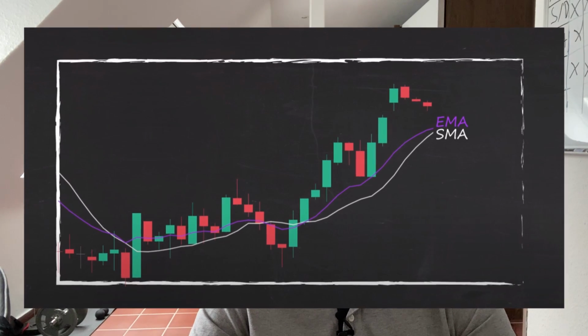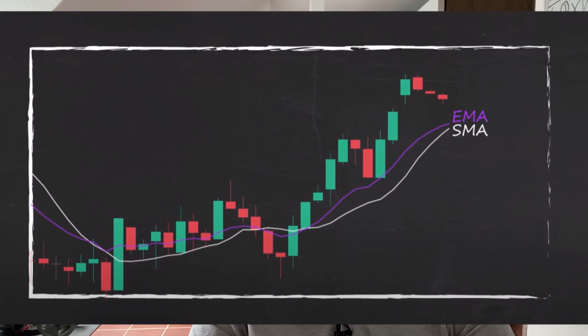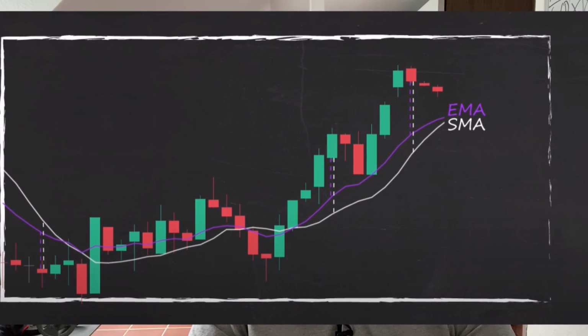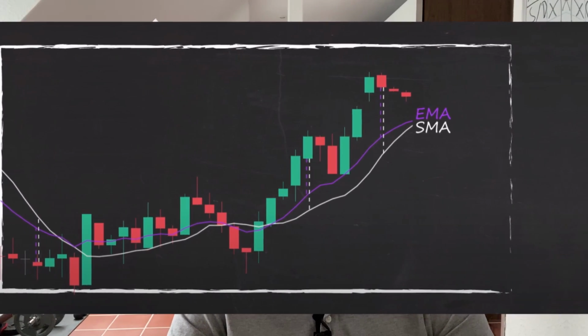To illustrate what I mean, if you were to plot an exponential moving average and a simple moving average on a chart, you will see that the exponential moving average is closer to the current price than the simple moving average. Today we look at when to choose which type of moving averages and the typical time frames.